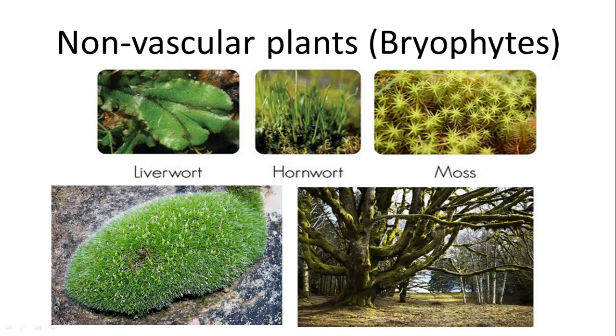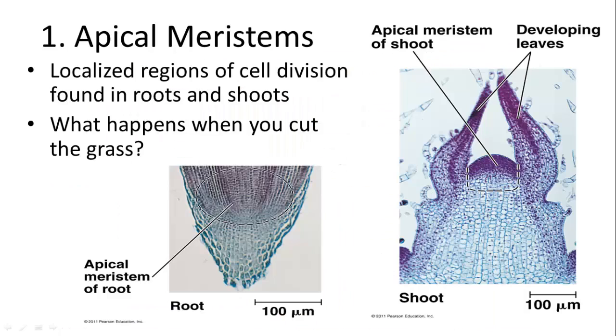So our non-vascular plants, or bryophytes, include liverworts, hornworts, and mosses. And they have apical meristems where they can continually grow in the roots and the shoots through mitosis. And this is activated even when plants are damaged, such as when you cut the grass.